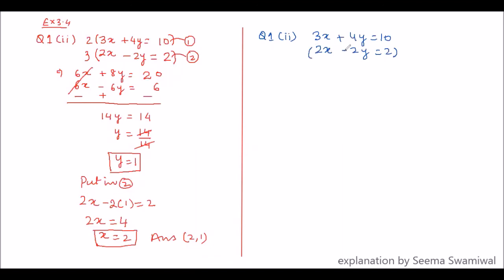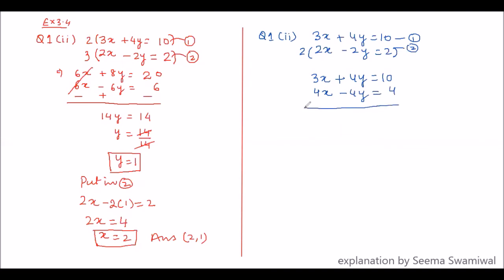To make it 4, don't consider the sign. Just consider the number that you have, the coefficient of y. Don't bother about the signs. It is already 4. The LCM of 4 and 2 is 4. This is already 4. We want to make this 4. So I have to multiply the second equation by 2. No need to make any change in the first one. So this is 3x plus 4y is equal to 10. The first equation will remain the same. The second equation will become 4x minus 4y is equal to 4.